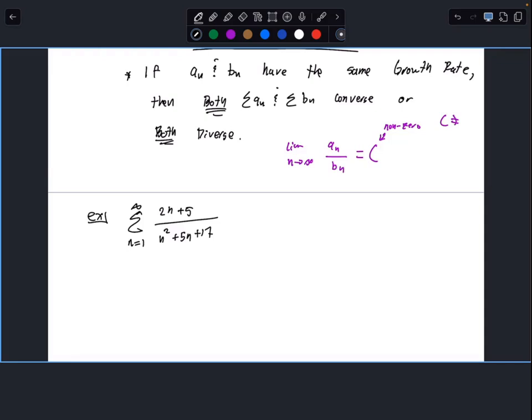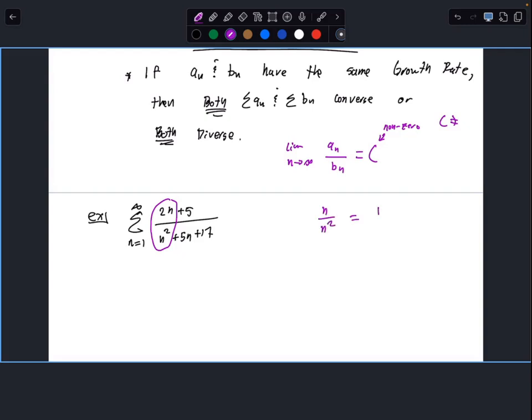But of course, we don't want to go that route and do the improper integral if we don't have to. The trick here is to look at the leading terms in front, and that will tell you what to compare to. Don't worry about the constants. In other words, this is like n over n squared, which is the same thing as 1 over n. So I'm going to use the series from n equals 1 to infinity of 1 over n. That's how I pick it.